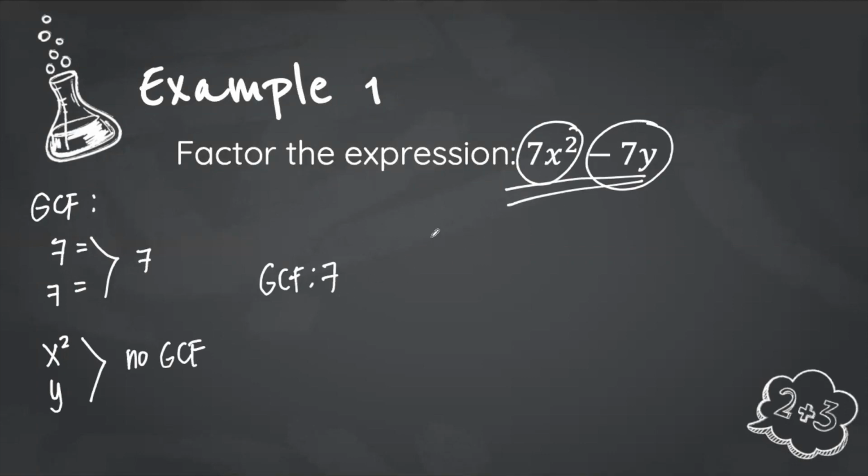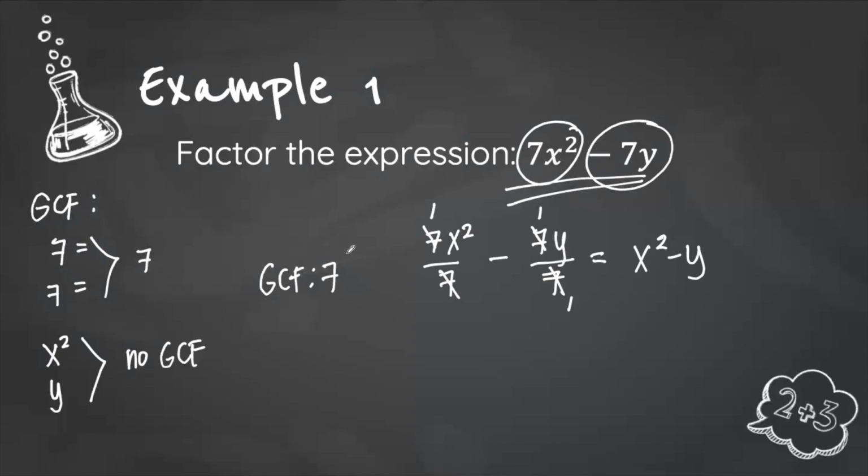How do we do that? Let's write 7x squared divided by 7, which is the GCF, minus 7y divided by 7. So, this will be cancelled because 7 divided by 7 is equal to 1. This will also be cancelled because 7 divided by 7 again is equal to 1. So our other factor will be x squared minus y.